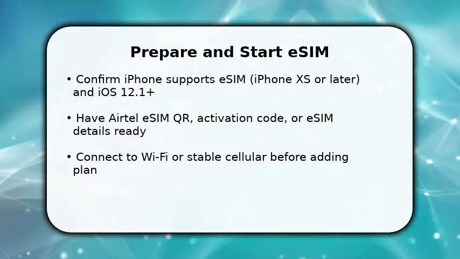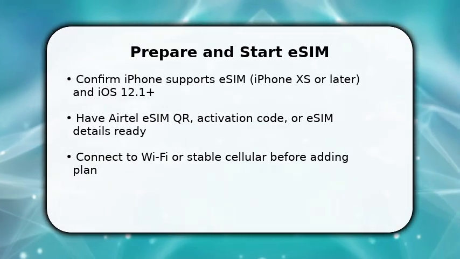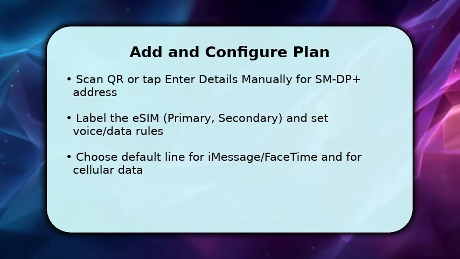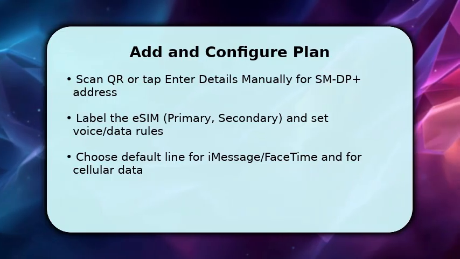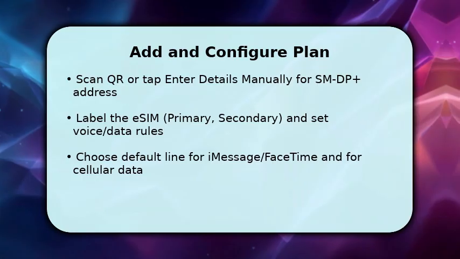Open Settings, tap Cellular, then add Cellular Plan. This launches the scanner, so you can immediately scan the Airtel QR or choose manual. After scanning the QR or entering the SMDP Plus and activation code, your iPhone will fetch the Airtel profile. This can take a minute.